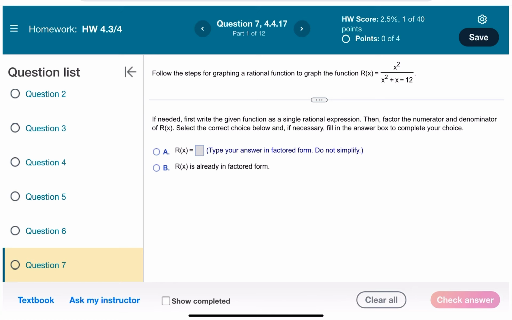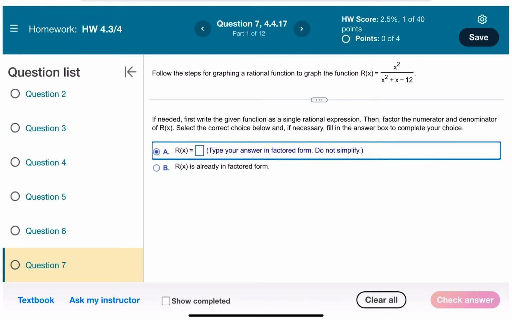This is, again, the gist of this: for you to not only get the concepts, but really know how to do this on Pearson. I know it's a headache, but that's life. Okay, so this one, is it already in factored form?